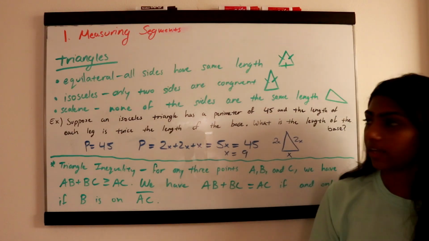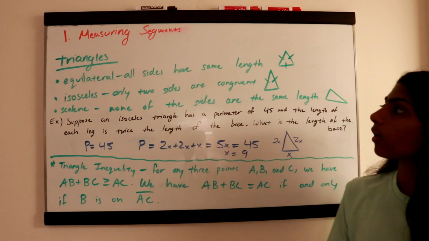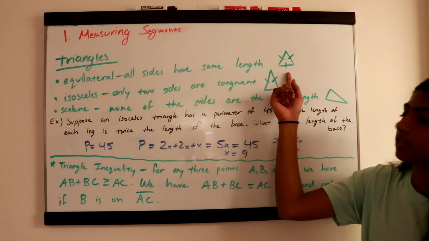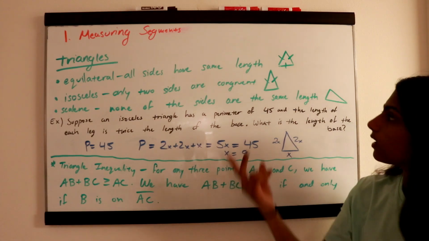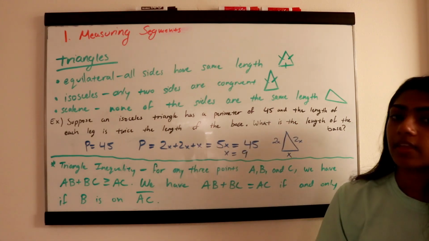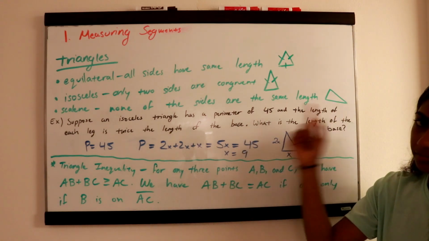So now let's move on to triangles. There are 3 types of triangles. Equilateral triangles, where all sides have the same length, as shown here. Then we have isosceles triangles, where only 2 sides have the same length, as shown right here. And then we have scalene, and that's when no sides have the same length, as shown right here.